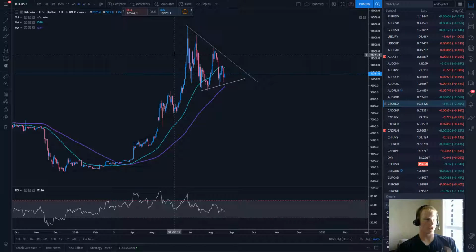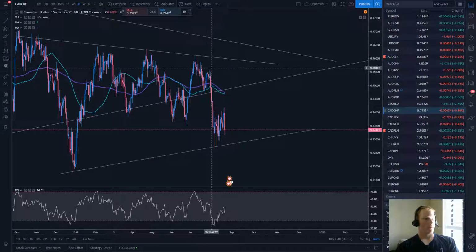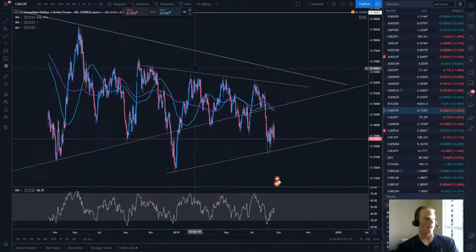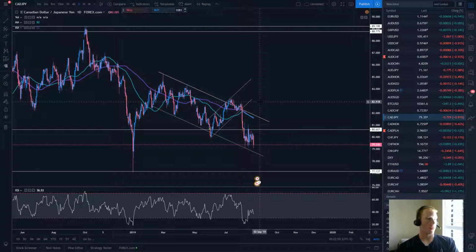Bitcoin's kind of triangling a little bit. I expect it to go lower though. There's another bubble. Canadian dollar, Swiss franc. Yeah, ignore this trend line, I just kind of guessed it. So, okay. Canadian dollar, Japanese yen.